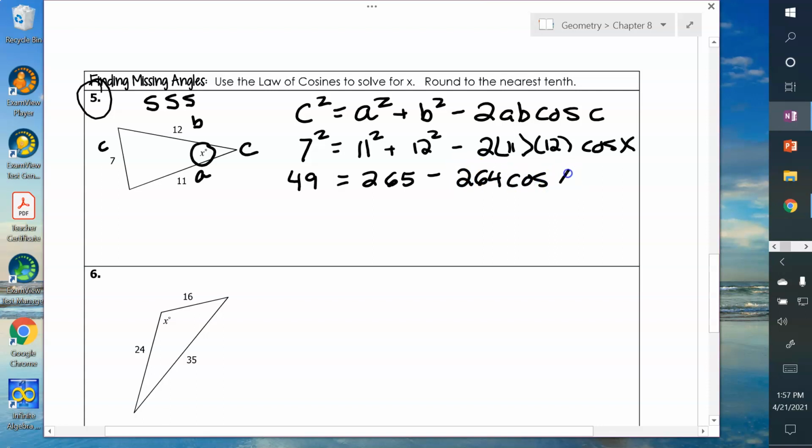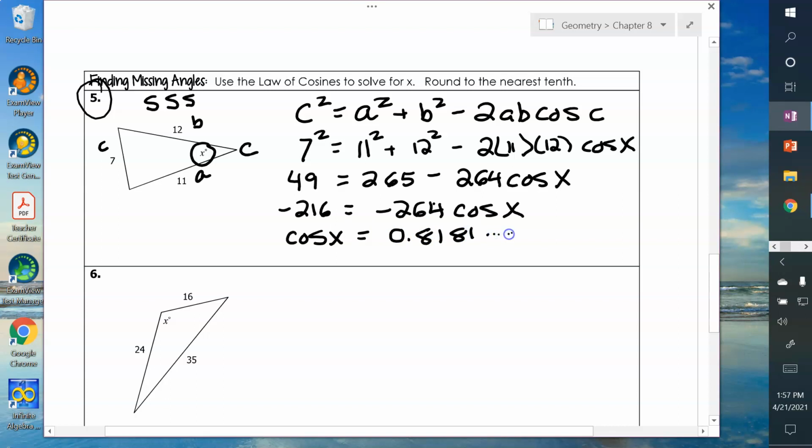264 cosine x. Now what I need to do is subtract 265 from both sides. I get negative 216 equals negative 264 times the cosine of x. I'm going to divide both sides by negative 264. That leaves me with cosine of x equals, I'm getting a big decimal. I get 0.8181, and mine just keeps going.